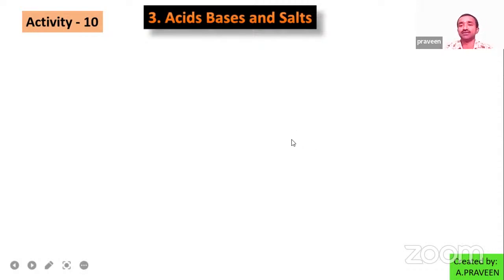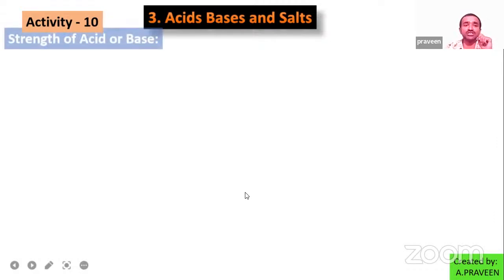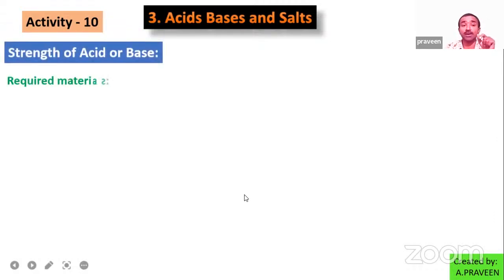So activity 7 we learned, 8 we learned, 9 also we learned. 7 is electrical conductivity, 8 is ions production, 9 is about the dilution process. This is with the known acids and with the known bases, right? So our aim is to know about the strength of the acid or the base.